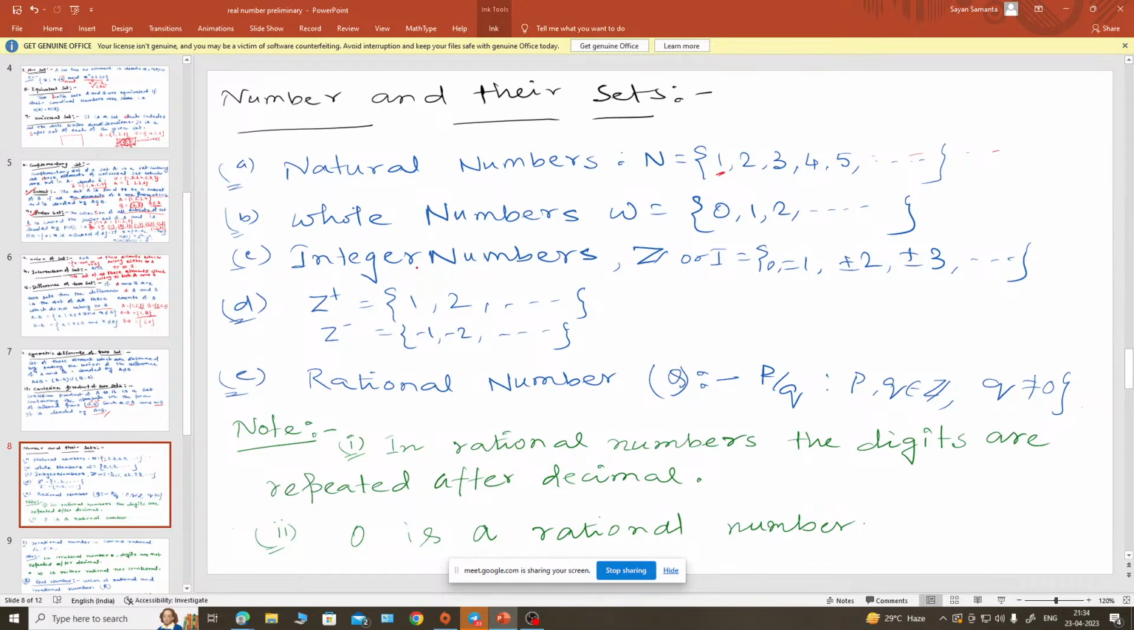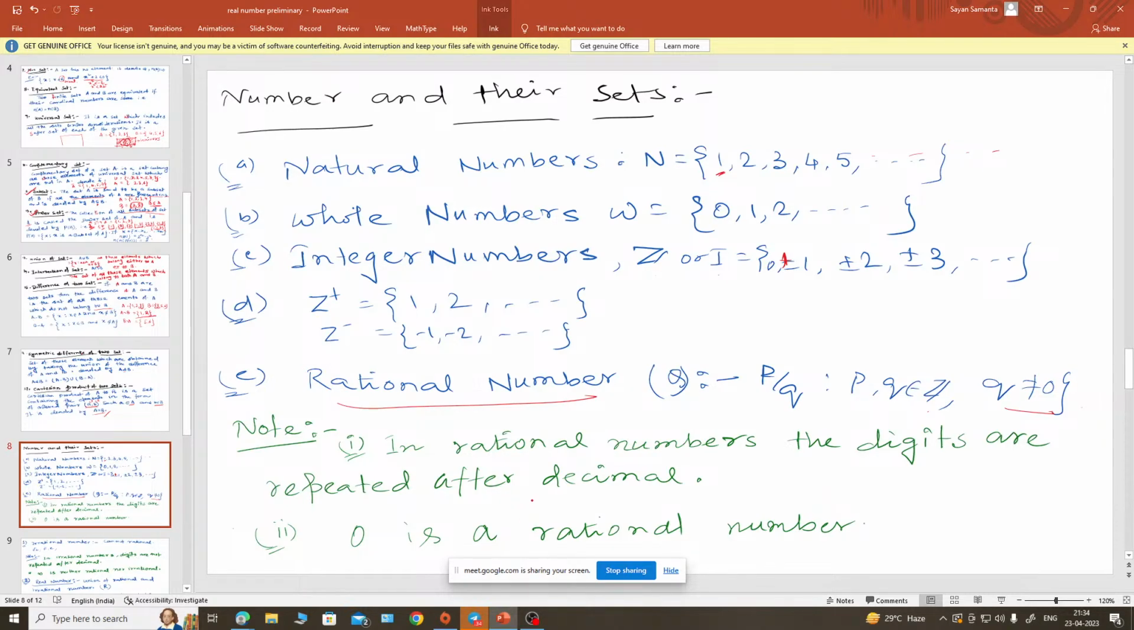Integer numbers we can write with the symbol Z or I. Basically this type is 0, plus minus 1, plus minus 2, plus minus 3 and so on. Z plus is positive integers, Z minus is negative integers. Rational number: if we can write it in P by Q form, where P, Q belong to Z and Q not equal to 0, then it's called a rational number.